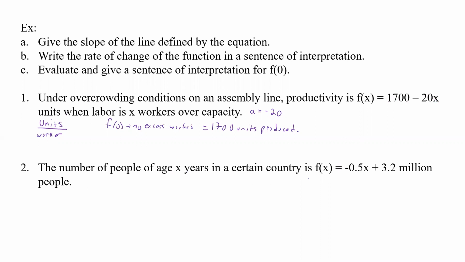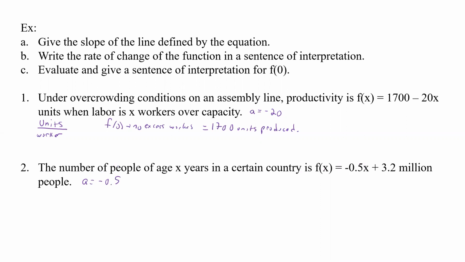All right, so the next one says the number of people of age x years in a certain country is f of x equals negative 0.5x plus 3.2 million people. Well, what does that tell us here? That tells us we have a slope of what? Our slope is going to be our a, which is tied to the x. So here a is equal to negative 0.5.